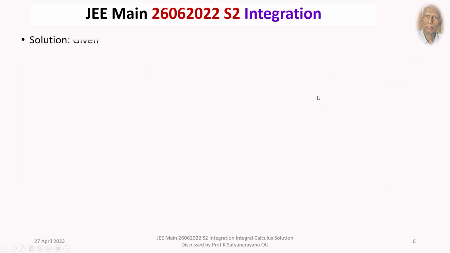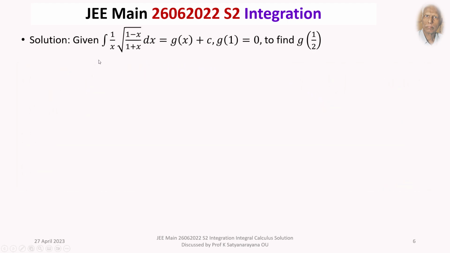We now discuss the solution of the problem in detail. So we are given the integral of this function is equal to g of x plus c. Given the value of g when x is equal to 1 is 0, we want to find the value of g when x is equal to 1 by 2. Now the integral of 1 by x multiplied by the square root of (1 minus x) by (1 plus x) with respect to x is equal to g of x plus c, where c is the constant of integration.